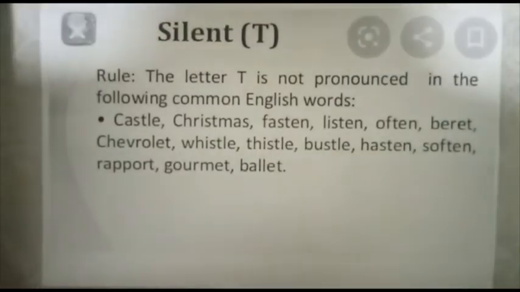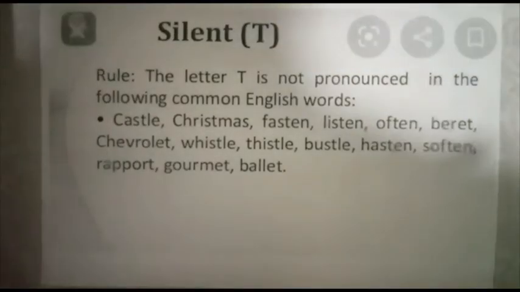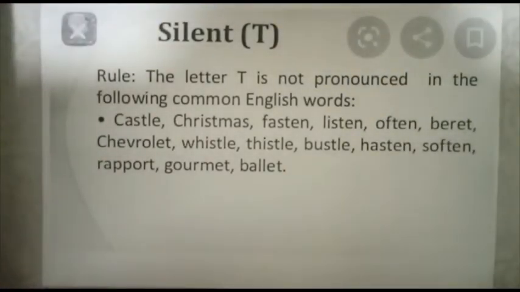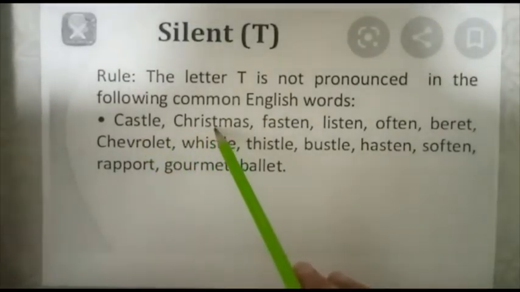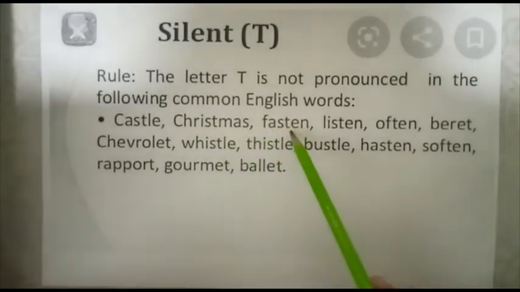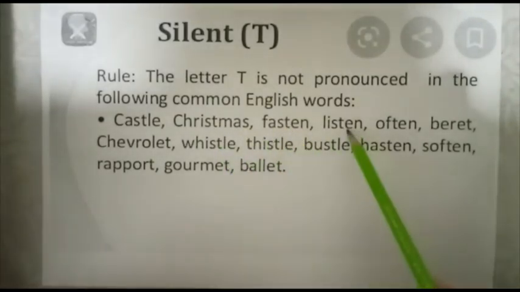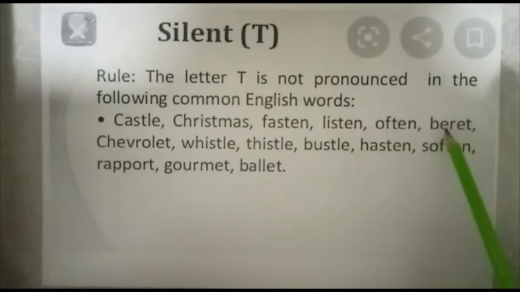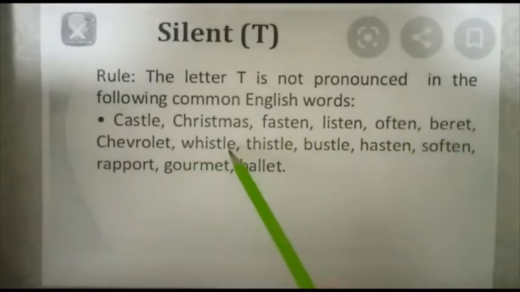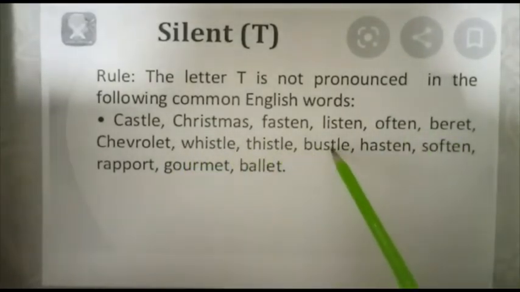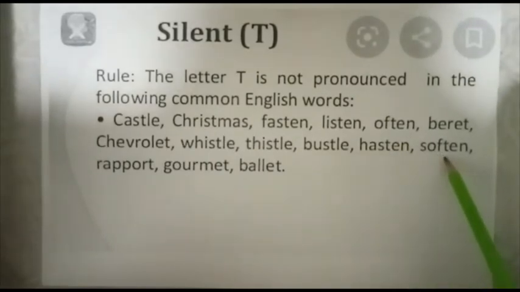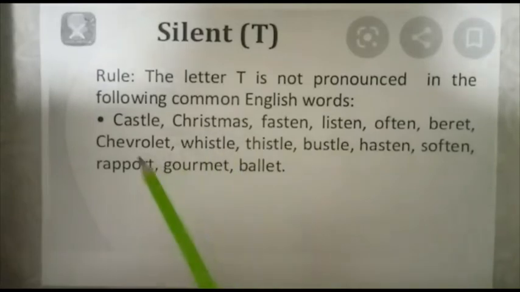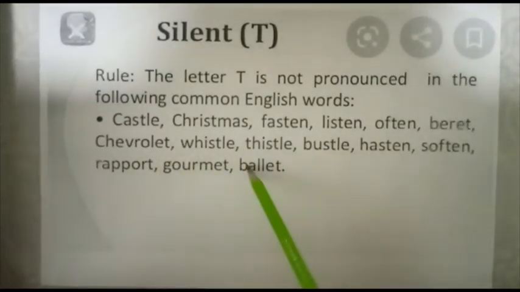Here are some rules where T is silent. The letter T is not pronounced in the following common English words. Castle, so T is silent. Christmas, T is also silent here. Fasten, T is silent. Listen, often, bearing, traveler, whistle, thistle, bustle, hasten, soften. Look at here, T is there but it is silent. Rapper, gourmet, ballet.